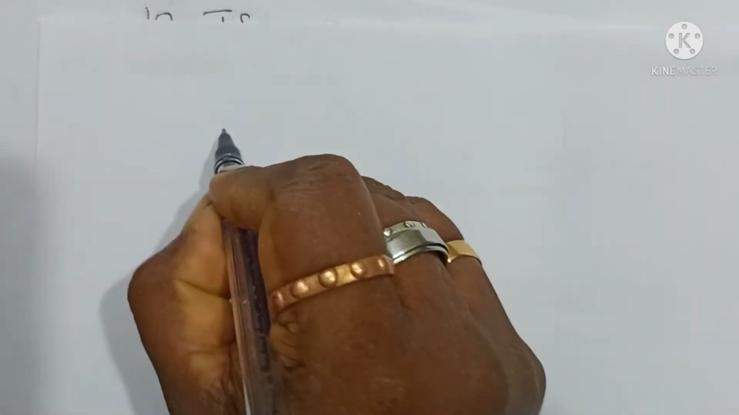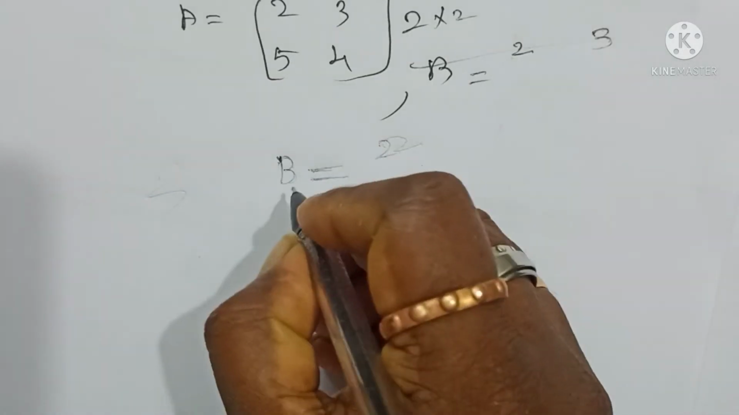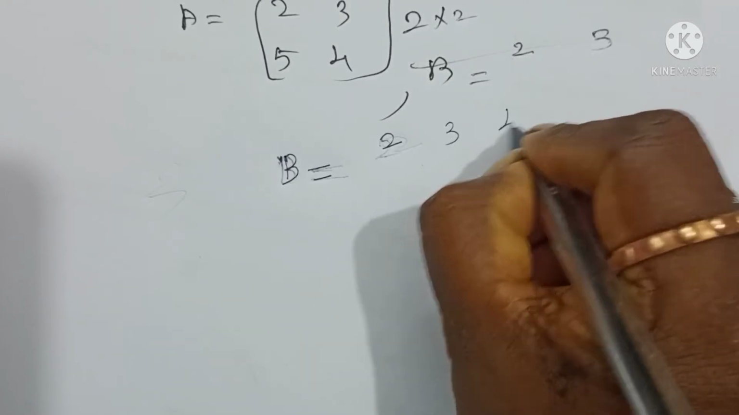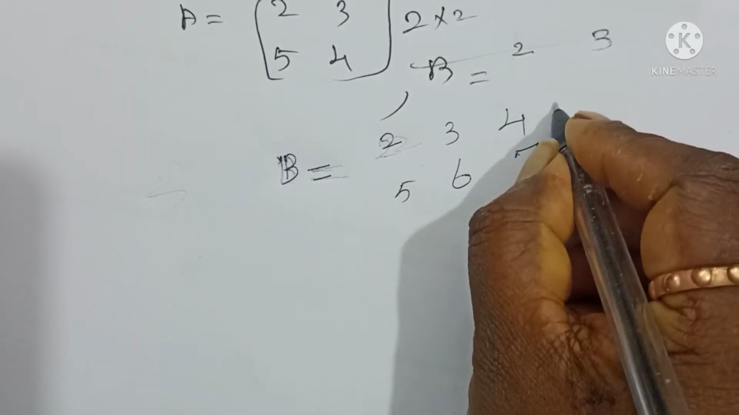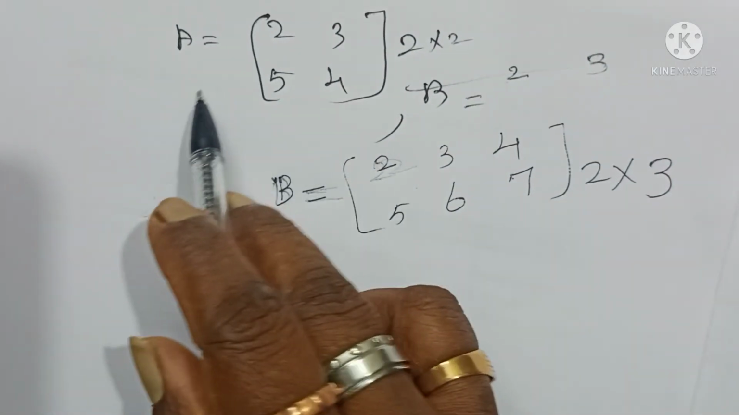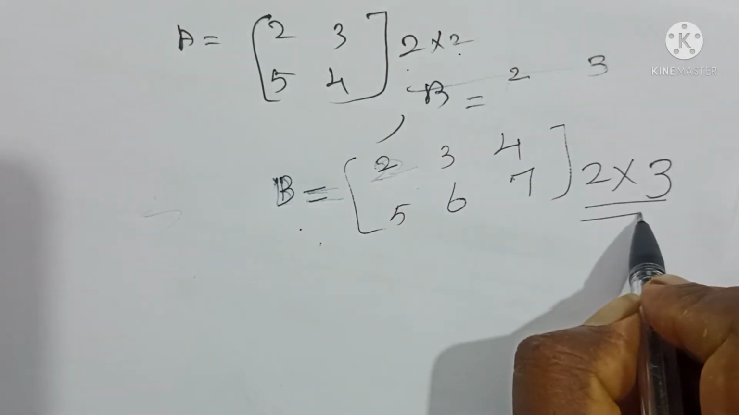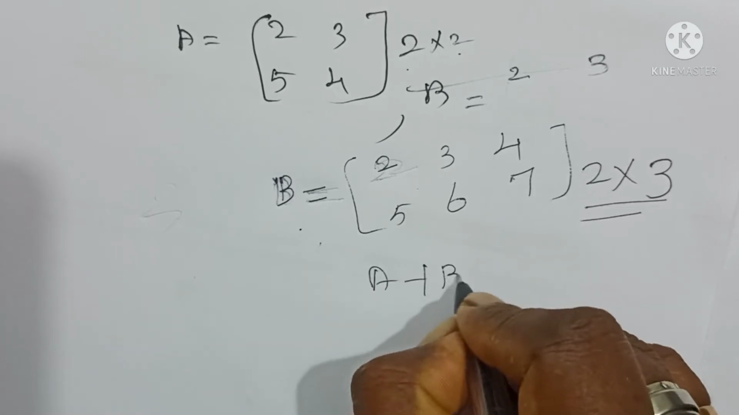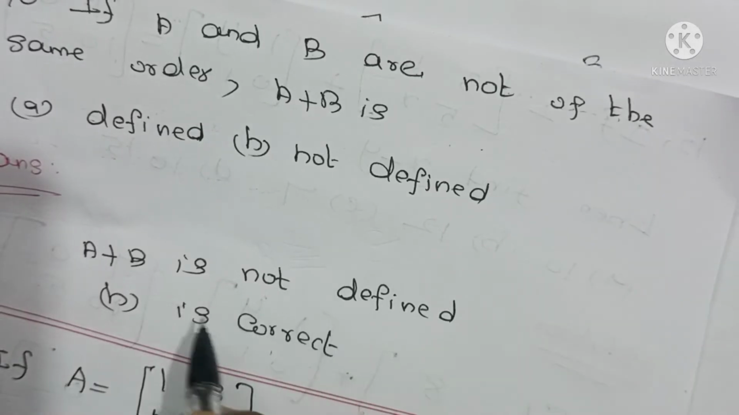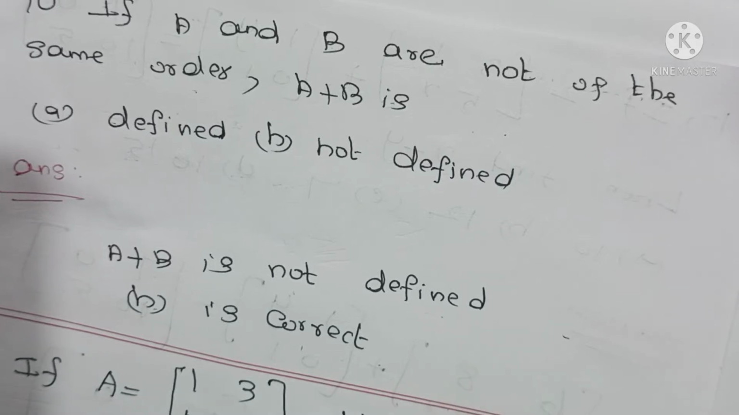For example, if you take A as 2, 3, 5, 4, then take B as a 2 by 3 matrix: 2, 3, 4, then 5, 6, 7. This is a 2 by 3 matrix, correct? Then how can you add A and B? You cannot add. This is a 2 by 2 matrix, here a 2 by 3 matrix. So A plus B is not defined. Here also A and B are not of the same order, so A plus B is not defined.